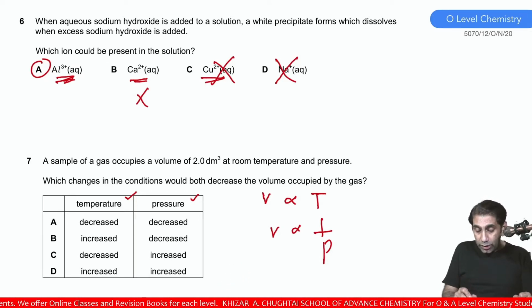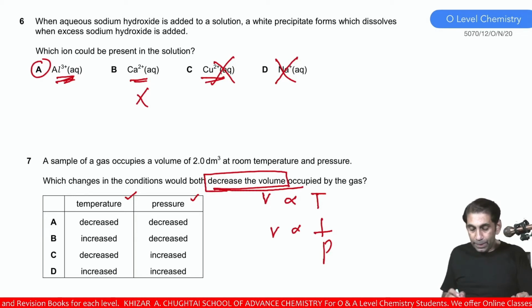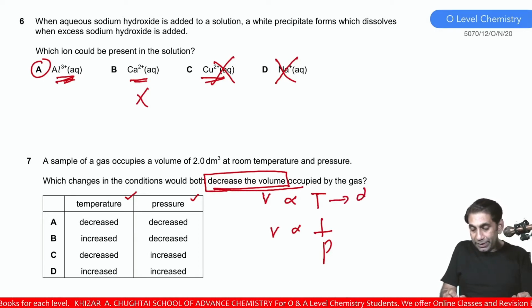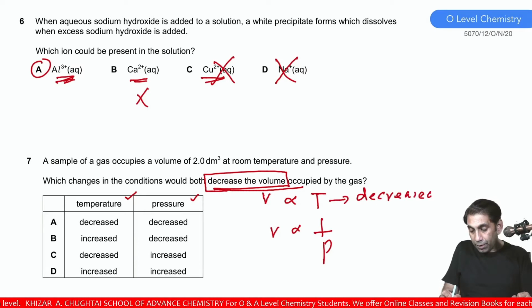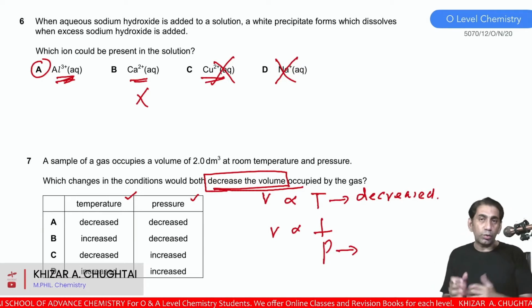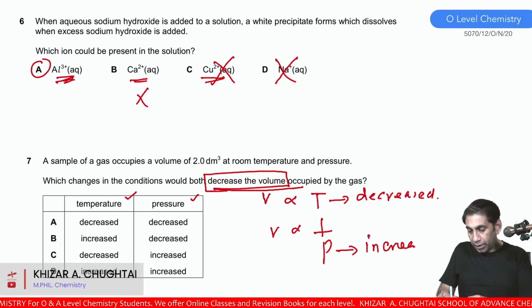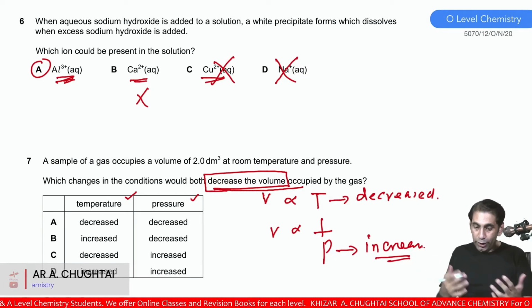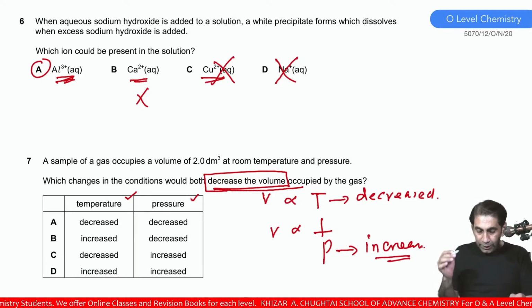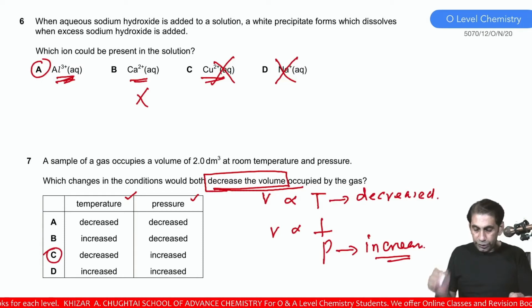So if you want to decrease the volume, then temperature should be decreased. What about the pressure? Pressure is reciprocal to the volume, so this must be increased. Pressure should be increased as it is reciprocal with respect to the volume. So temperature decrease and pressure increase. C is the correct option.